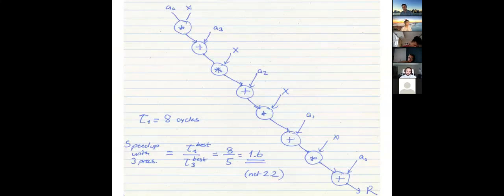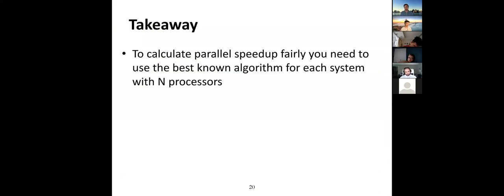So essentially, the real speedup is 1.6, not 2.2, because we didn't use the fair baseline. The key takeaway from this little exercise is that to calculate parallel speedup fairly, you need to use the best known algorithm for each system with n processors. Only then is it a fair comparison. Okay, I hope the lesson is learned. Any questions about it?